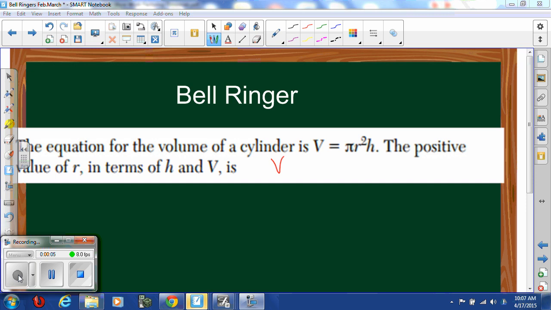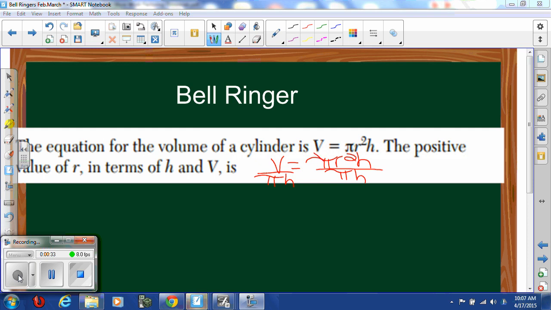So what are we solving for? I didn't hear you, sorry. R. So what are we going to do first to get R alone? Divide by 8. You can divide by H or pi or pi H. Do both. Save yourself some time. This is all multiplication, so let's divide both sides by pi H. You can do it in 2 steps or you can do it in 1 step.